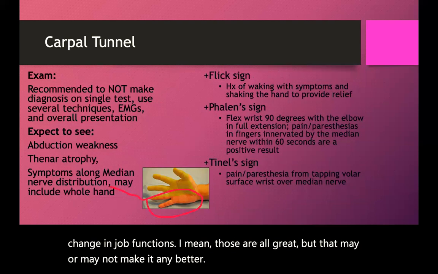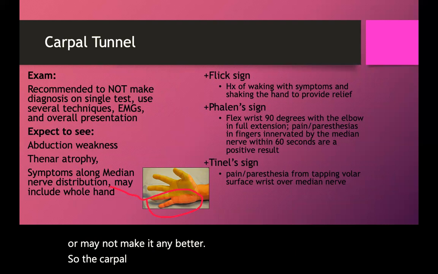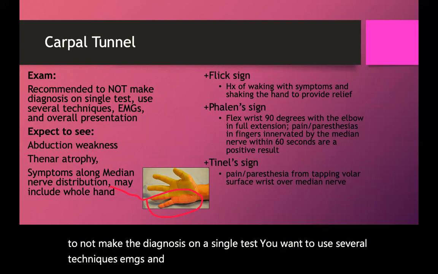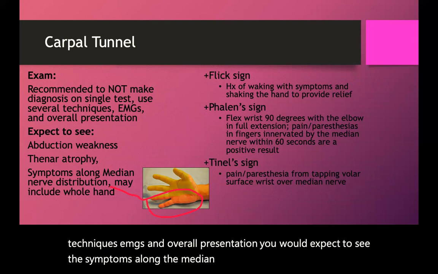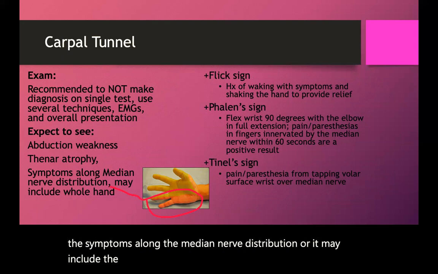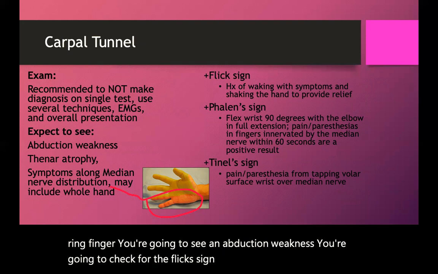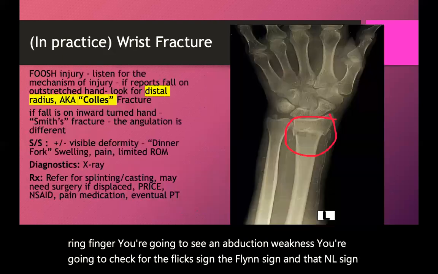Okay, so for carpal tunnel, when it comes to the exam, it's recommended to not make the diagnosis on a single test. You want to use several techniques, EMGs, and overall presentation. You would expect to see the symptoms along the median nerve distribution, or it may include the whole hand, but definitely around the pinky and fourth ring finger. You're going to see abduction weakness. You're going to check for the flick sign, the Phelan sign, and the Tinel sign. Those should all be positive.